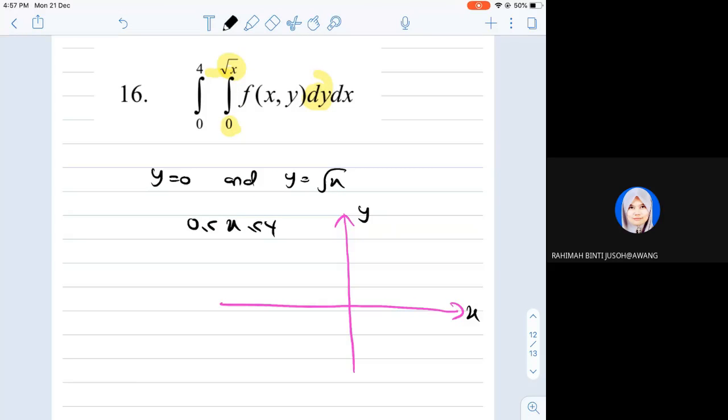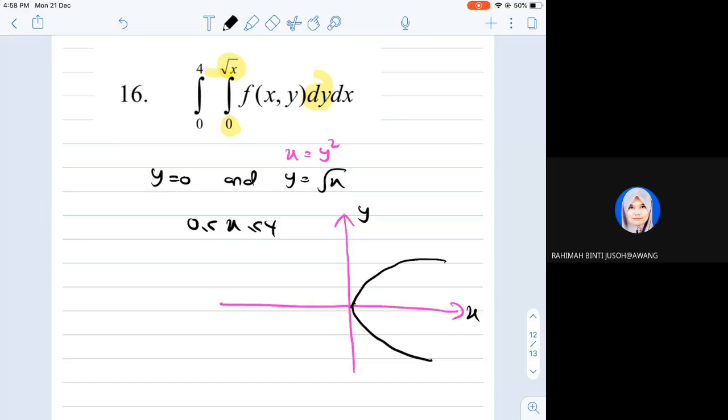Okay guys, so now we have y equals to square root of x. This is equivalent to x equals to y squared, isn't it? If we square both sides. So the parabola should be facing to which side? The right. Yes, on the right. So it should be like this.